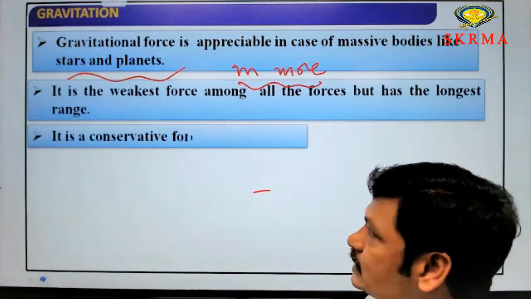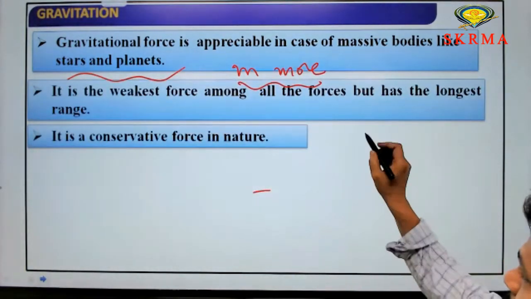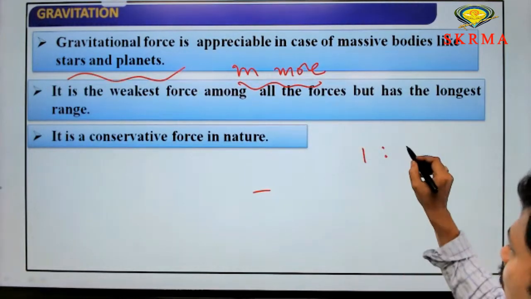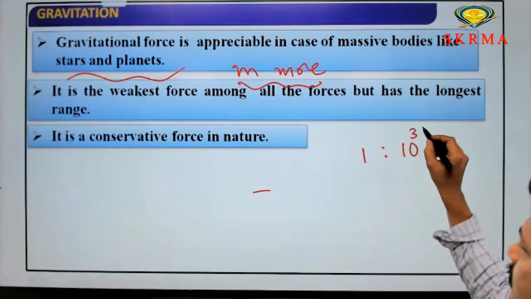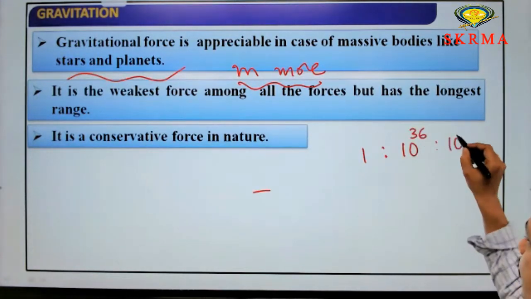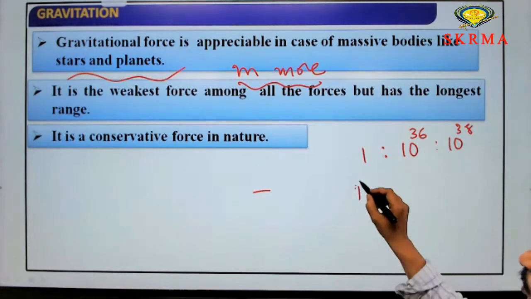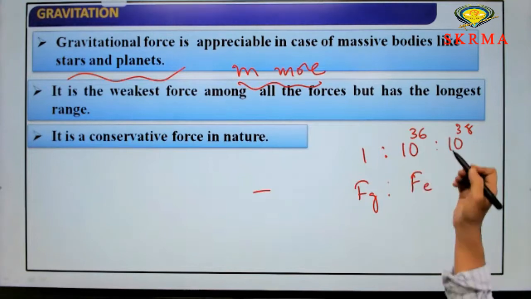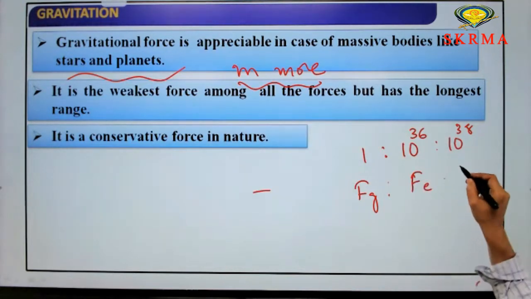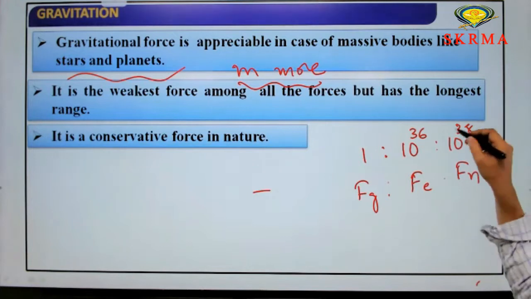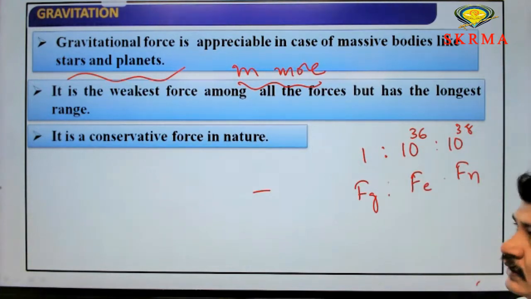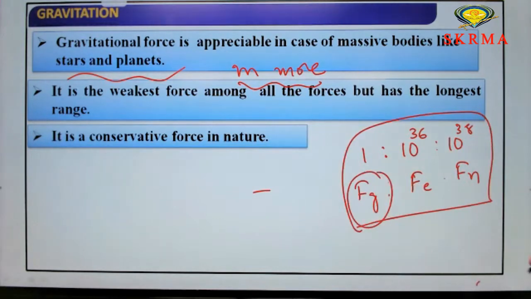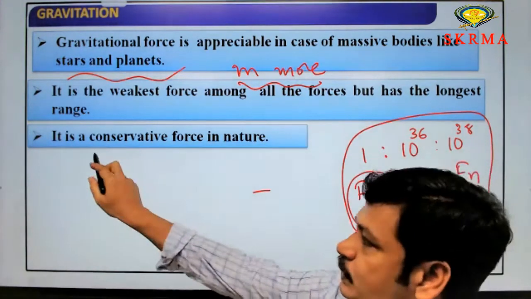The next one: it is the weakest force among all. We already discussed the ratio of the gravitational force to the electrostatic force as well as the nuclear force. If the force of gravity is 1 unit, the electrostatic force is 10⁻36 times the gravity, and the nuclear forces are 10⁻38 times the gravity. This is the order. Means among all forces, gravity is the weakest force, and the forces are conservative in nature.